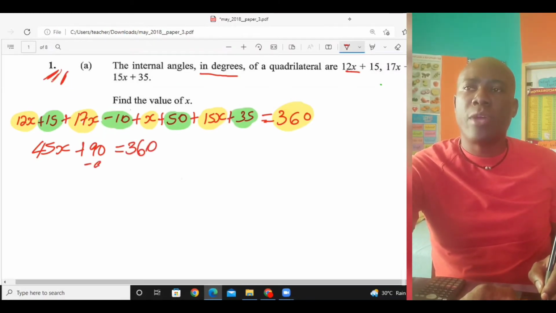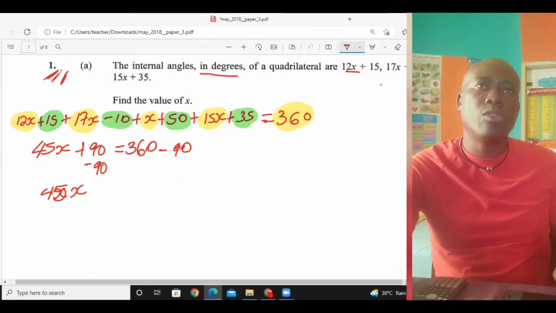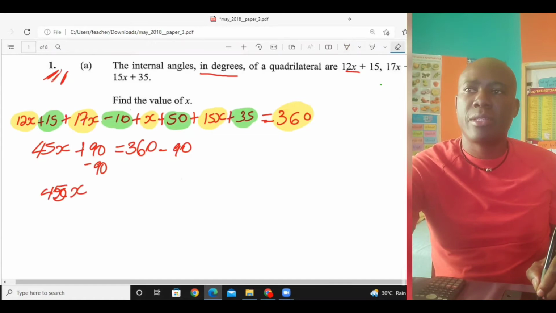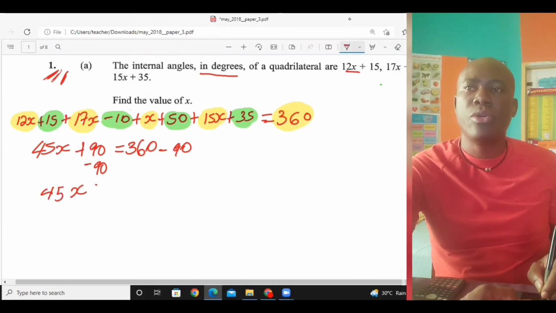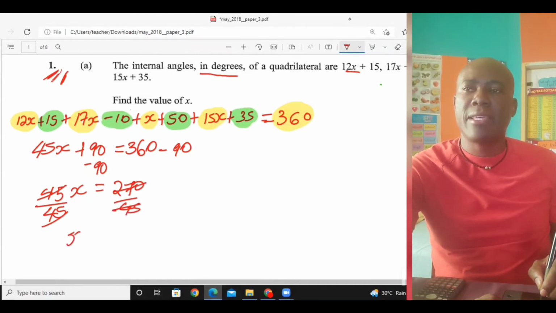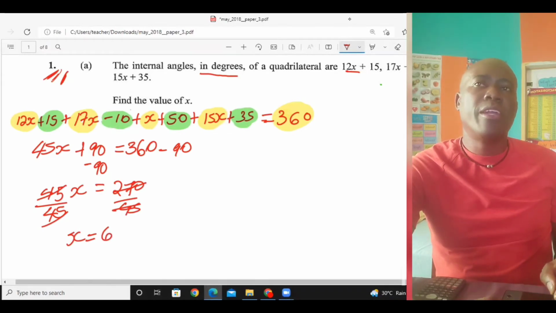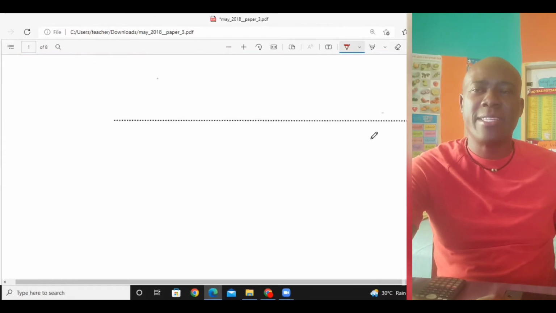From this, we want to subtract 90 from both sides. So we have 45x, which is equal to 270. If we divide both sides by 45, then x is equal to 6. So there it is. We have a value for x. x is equal to 6. Let's go for the next question.